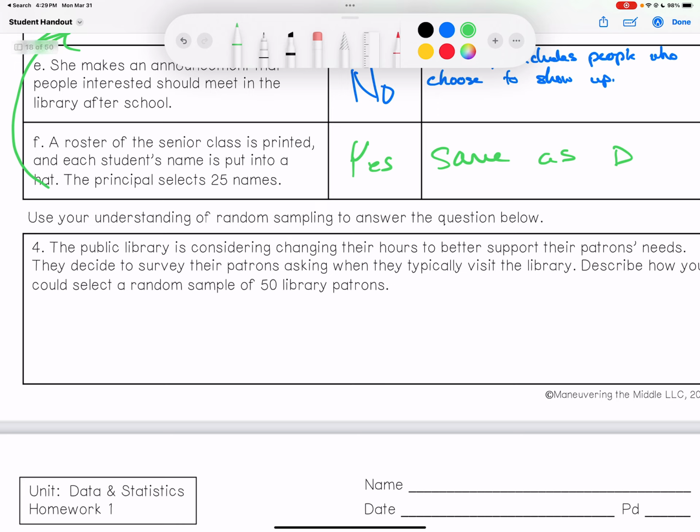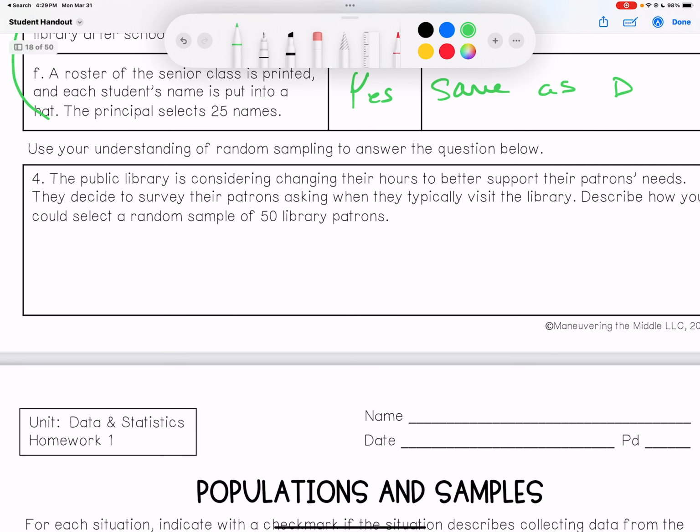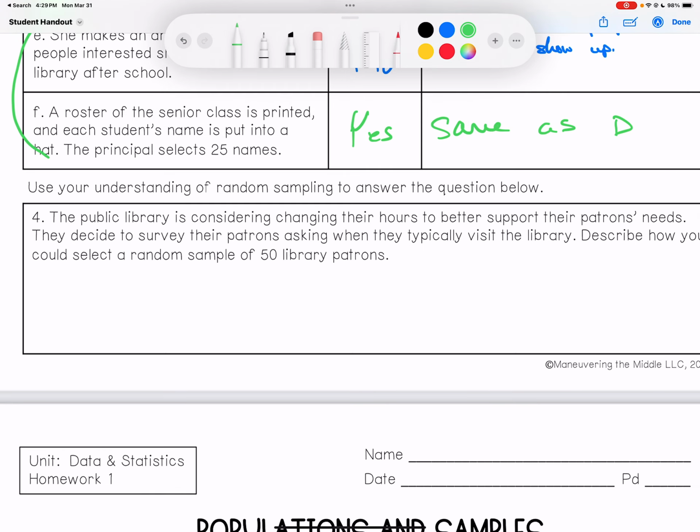All right, so we're going to use our understanding of random sampling to answer the question below. The public library is considering changing their hours to better support the patrons' needs. They decide to survey their patrons by asking when they typically visit the library. Describe how you should select a random sample of 50 library patrons. Patrons basically means 50 people who come to the library. Let's say you got to pay to go to the library, 50 paid members to the library, okay? That'd be a good way for you to do it. All right, so write a scenario there for me. I'm pausing now.